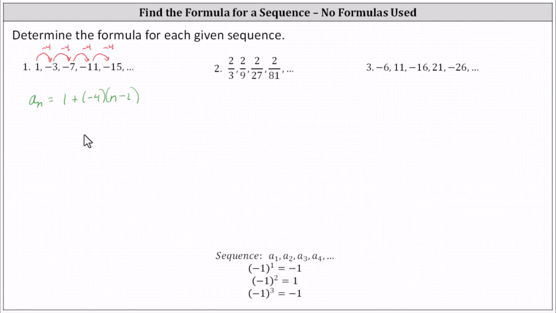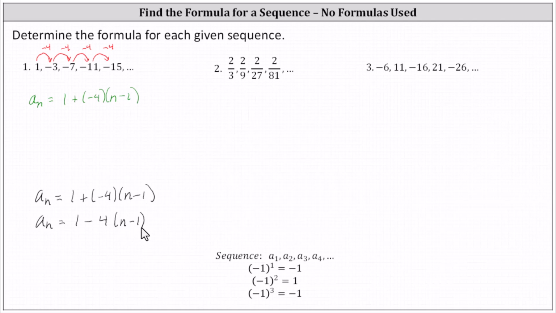One way is to leave the formula in its current form and leave it as a sub n equals 1 plus negative 4 times the quantity n minus 1. We also know adding a negative is equivalent to subtracting a positive, and therefore we can also express the formula as a sub n equals 1 minus 4 times the quantity n minus 1.